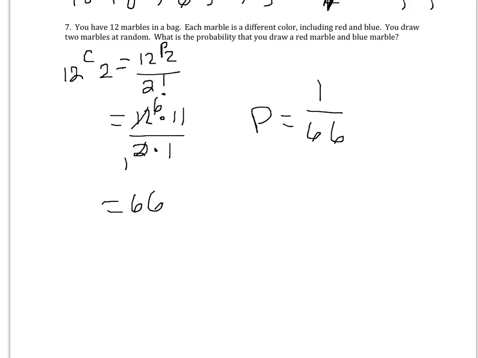Okay, so with permutation, order matters. With combination, order does not matter. Those are the key things.